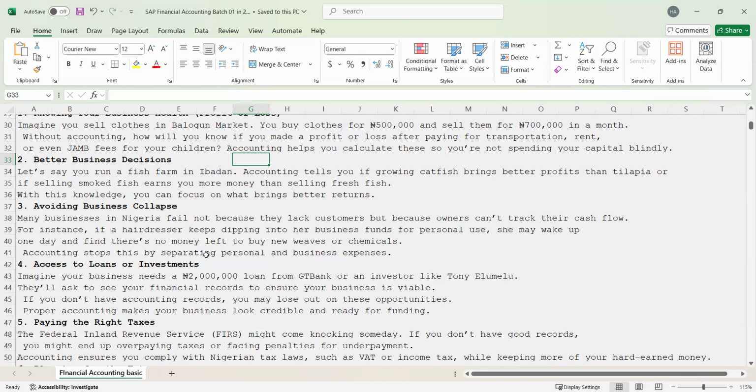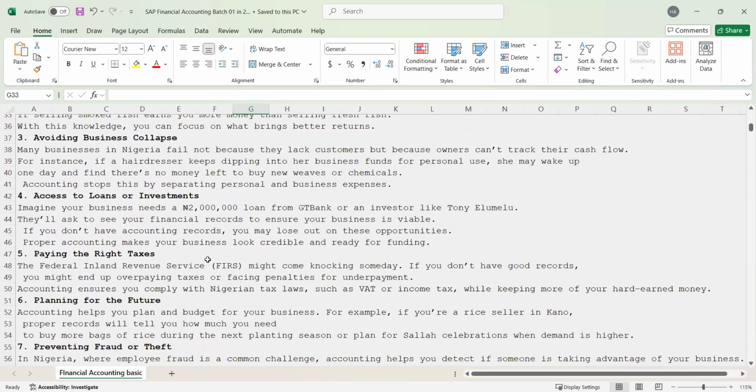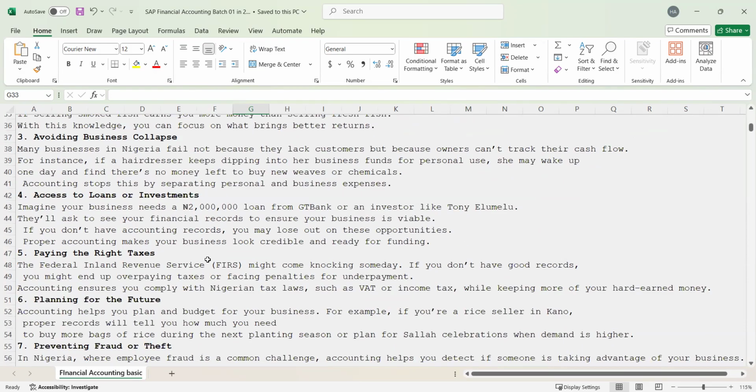Right? So the next thing is access to loans and investment. Accounting will give you that. Imagine now your business needs a 2 million loan from GT Bank, or an investor like Tony Elumelu, maybe you want to get something from Tony Elumelu. They will ask to see your financial records to ensure your business is viable. They want to see your statement of financial position. They want to see your income statement, right? They want to see your audited accounts to know whether your company is viable to collect this loan or not. They want to see these things. So that's what accounting will do for you. These are the reasons why accounting is important.